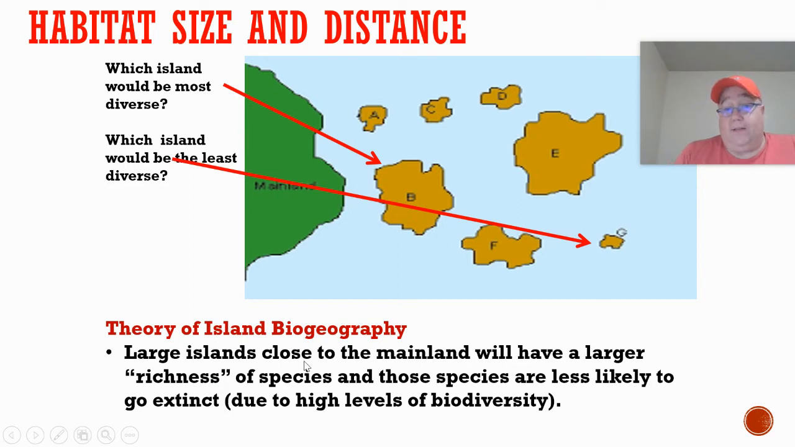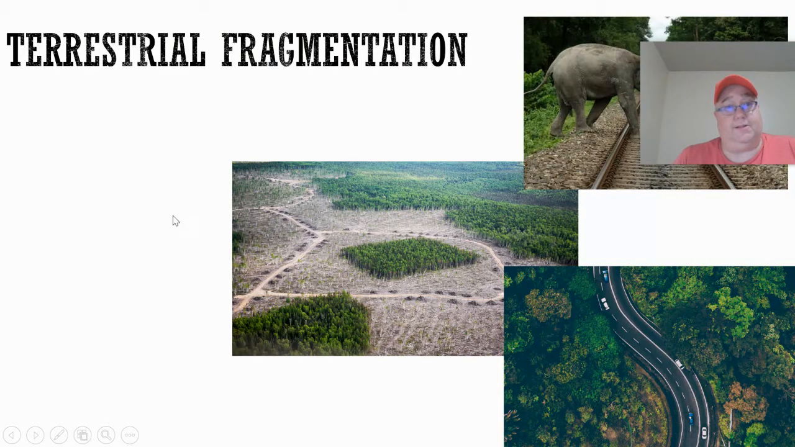So again, large islands close to the mainland will have a larger richness of species. So that's more likely to impact biodiversity than all those other islands would be. So hopefully, again, that makes some sense.